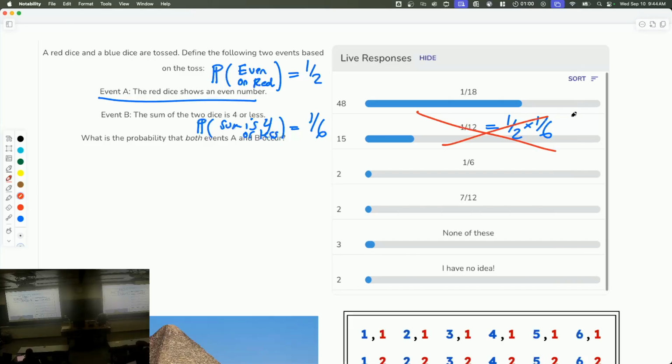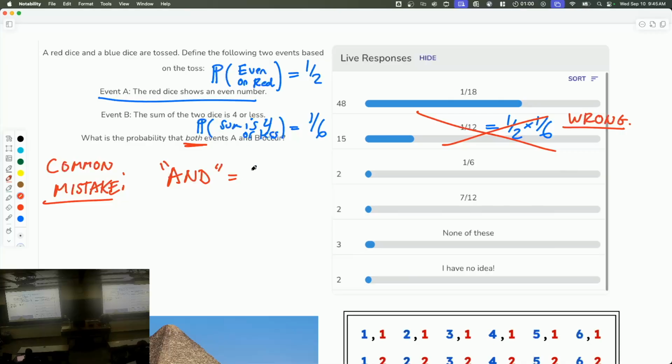This is the danger of talking about things that are wrong in class: after class, people will always tell you, when you multiplied them, that's what I was doing on my homework. I'm like, no, I was trying to tell you, don't do that. So if you multiplied them in this problem, that is not the right answer. And this is a common misconception. So let me write down common mistake. And the mistake is that both events, right? "And" equals multiply.